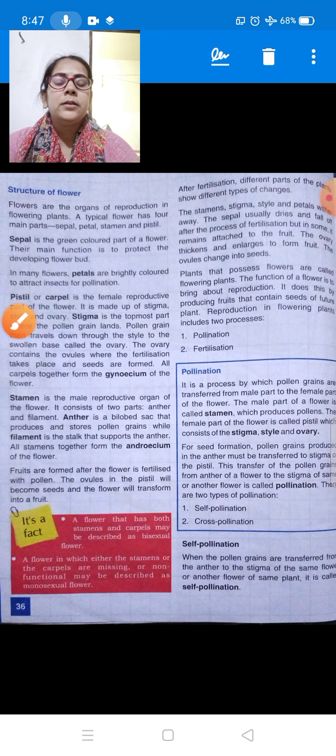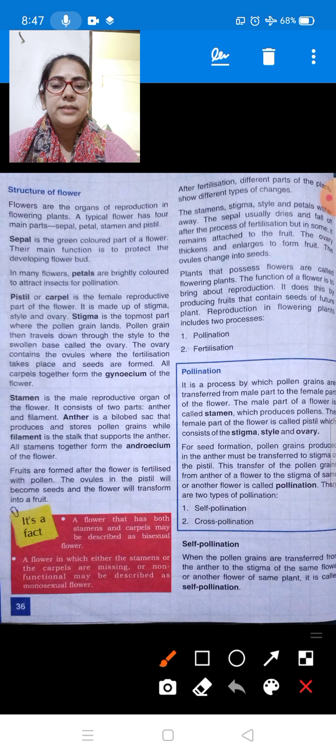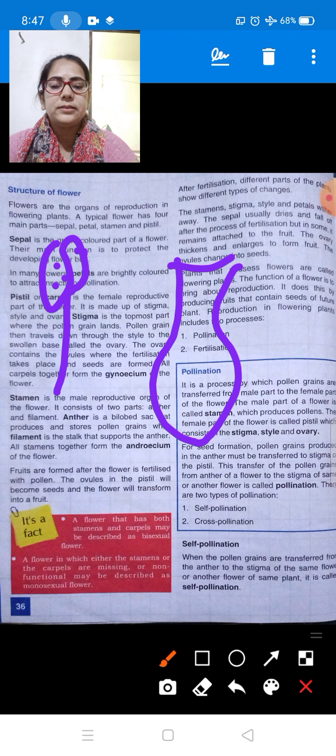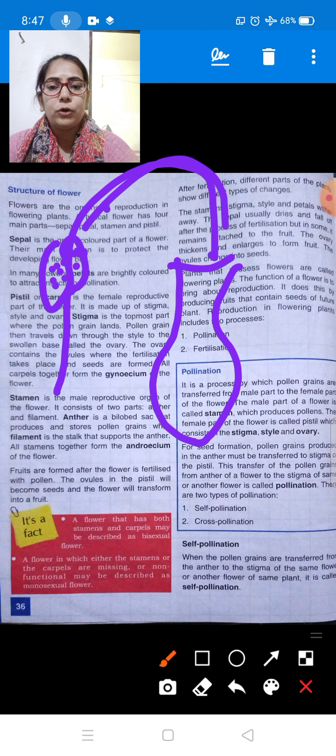So students, firstly pollination takes place. What is the meaning of pollination? Students, the transfer of pollen grains from the anther to the stigma is called pollination. This is the anther, right? In this the pollen grains are present, and this is the stigma, style, and ovary. The transfer of these pollen grains from this anther to the stigma is called pollination.